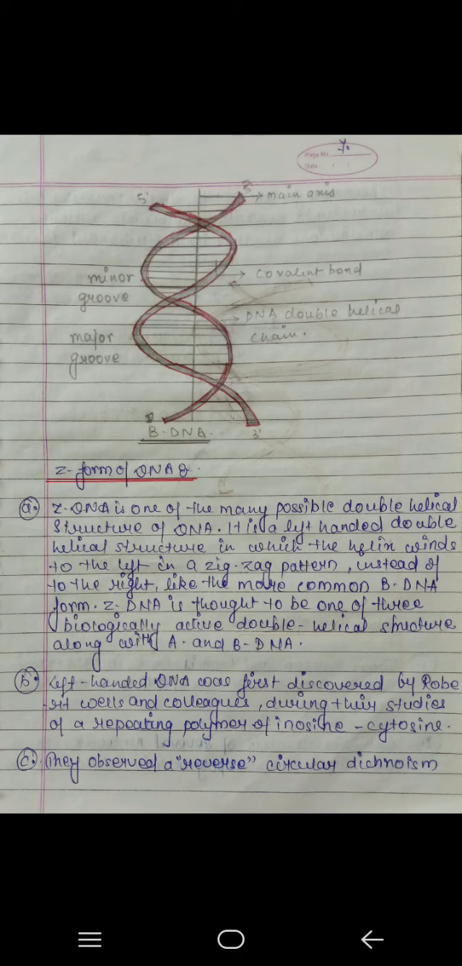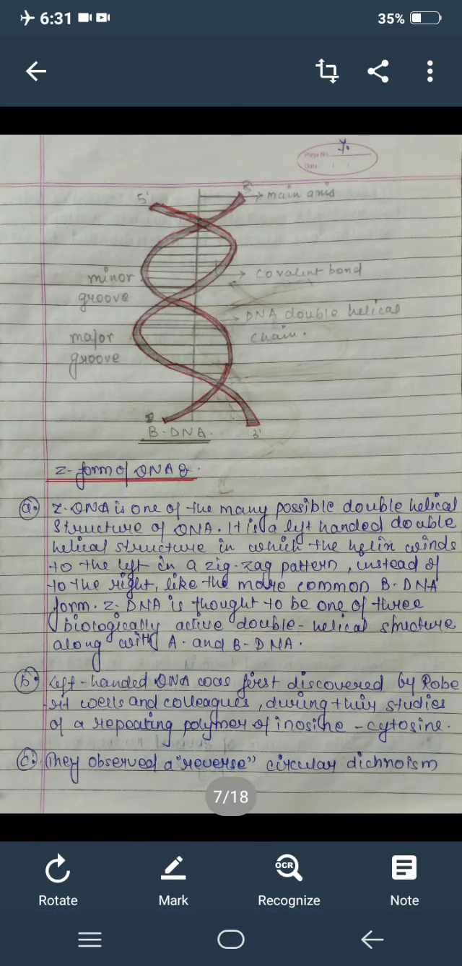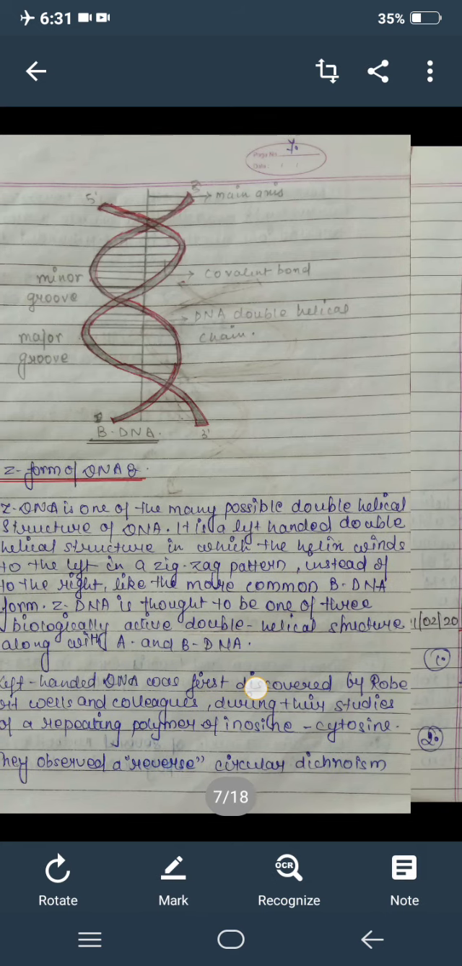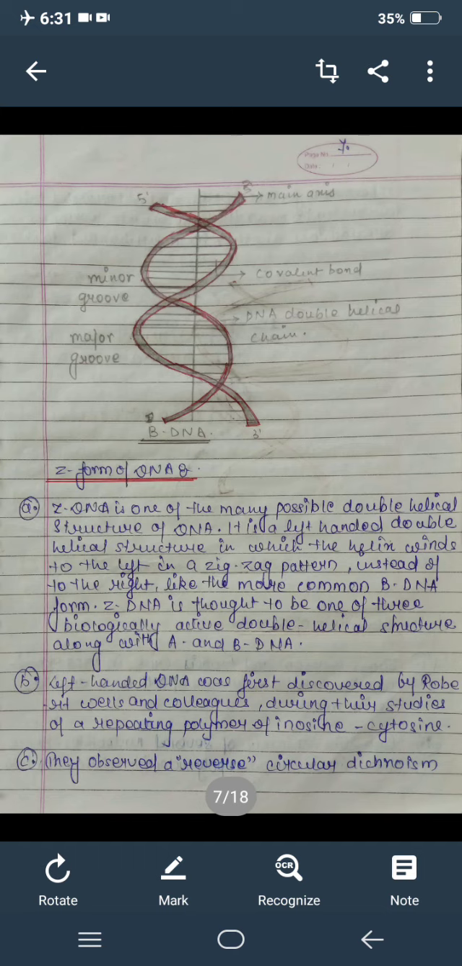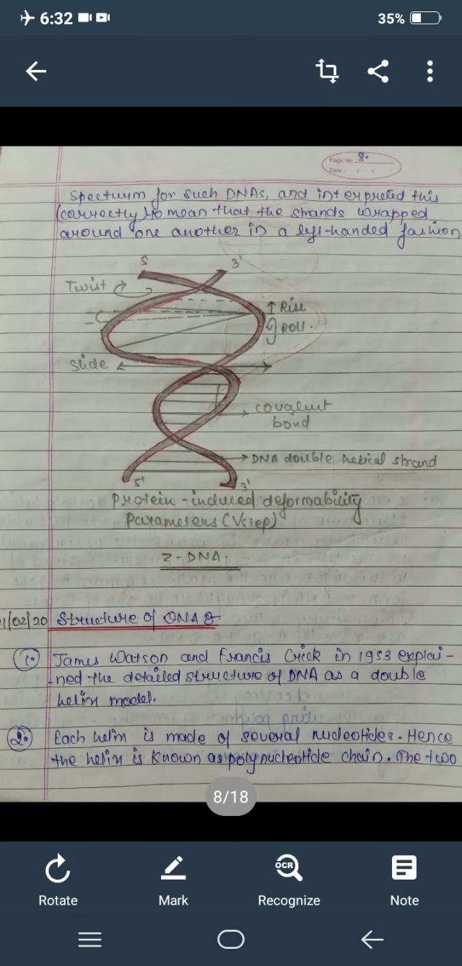Z-DNA. Z-DNA is one of the many possible double helical structures of DNA. It is a left-handed double helical structure in which the helix winds to the left in a zigzag pattern instead of to the right, like the more common B-DNA. Z-DNA is thought to be one of the three biologically active double helical structures along with A and B DNA. As you can see in the diagram, structure of DNA.